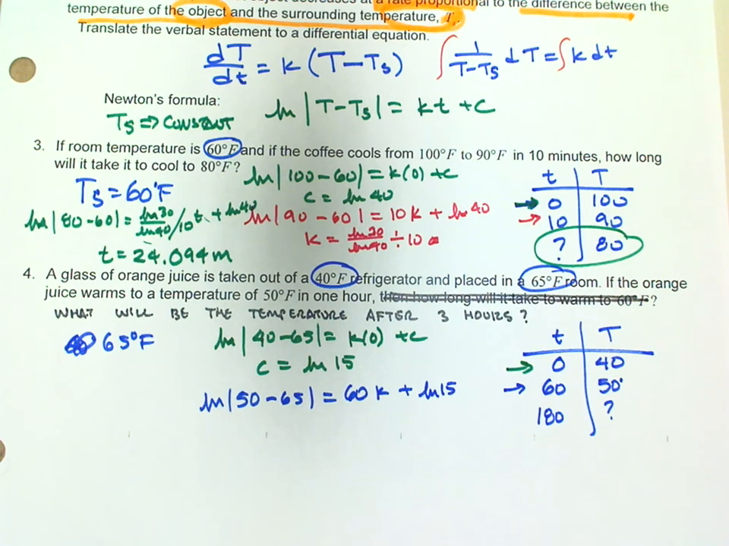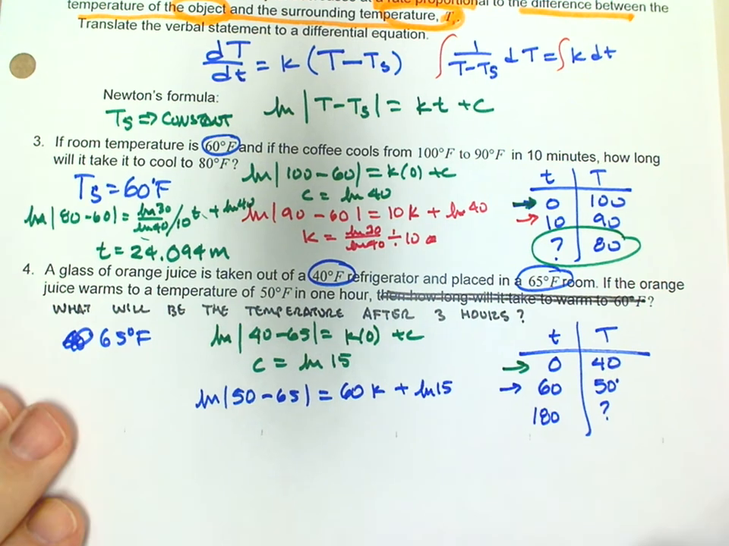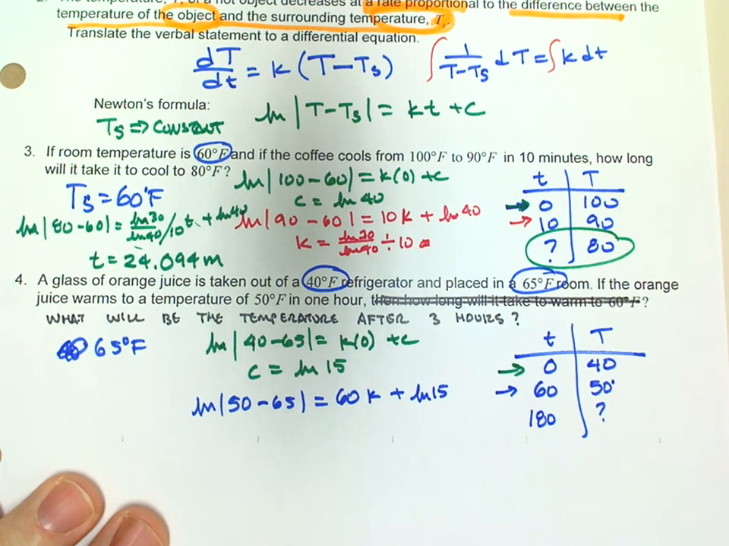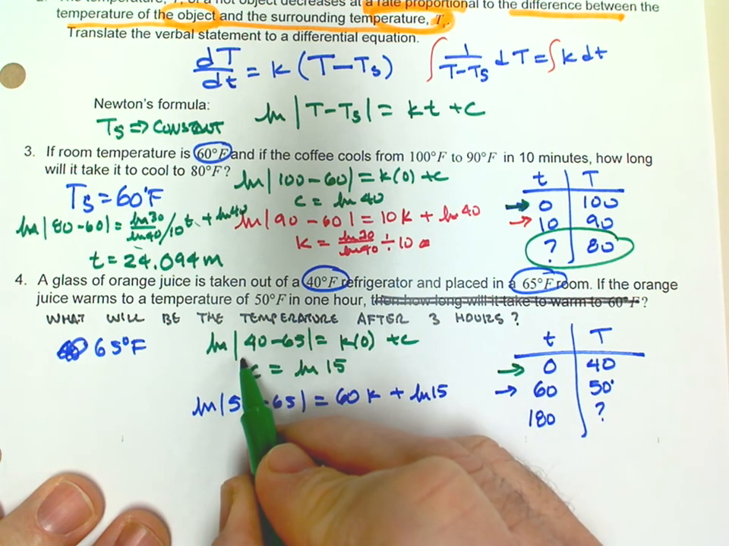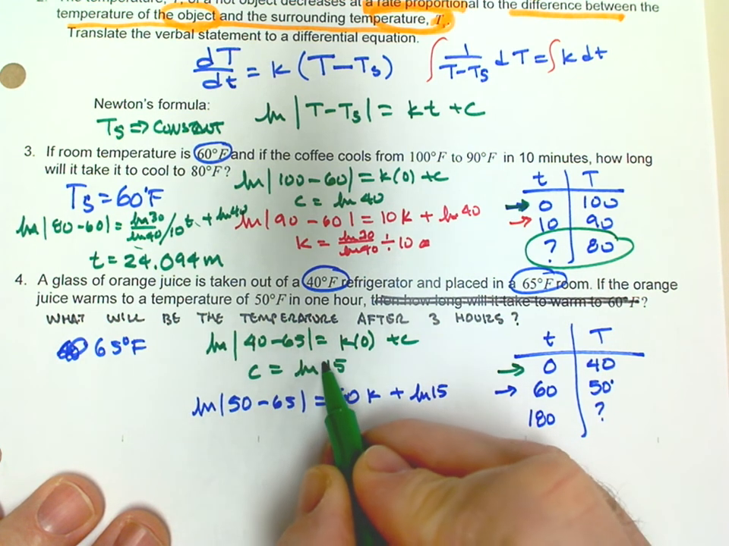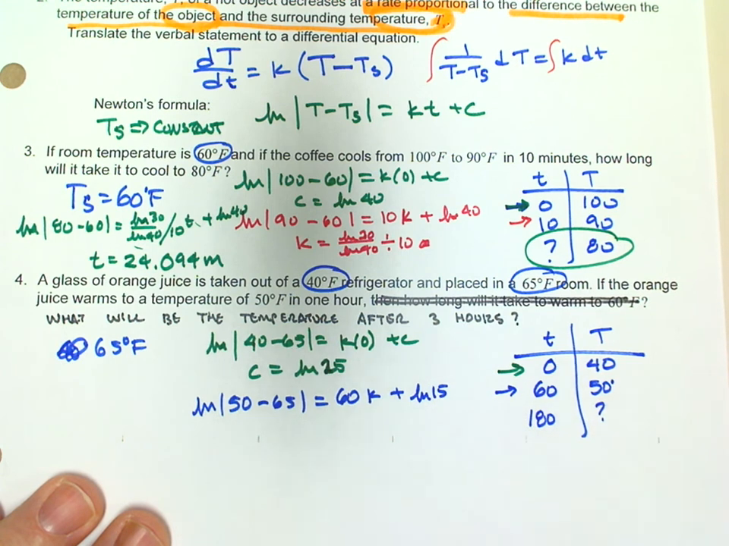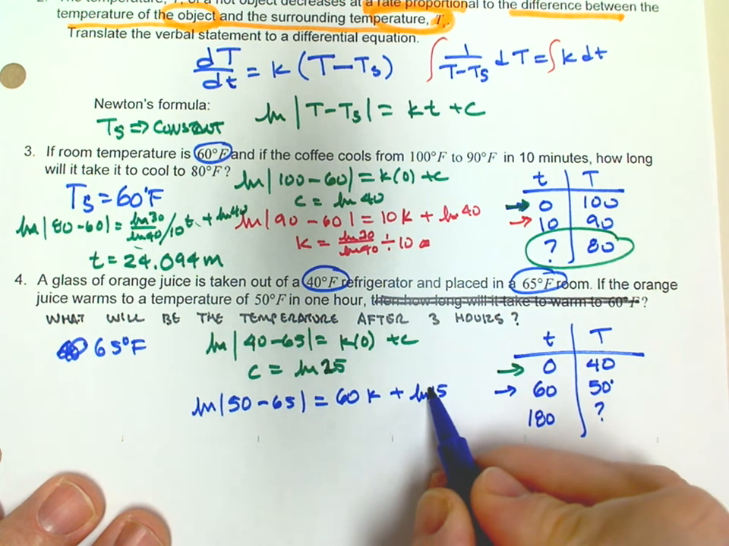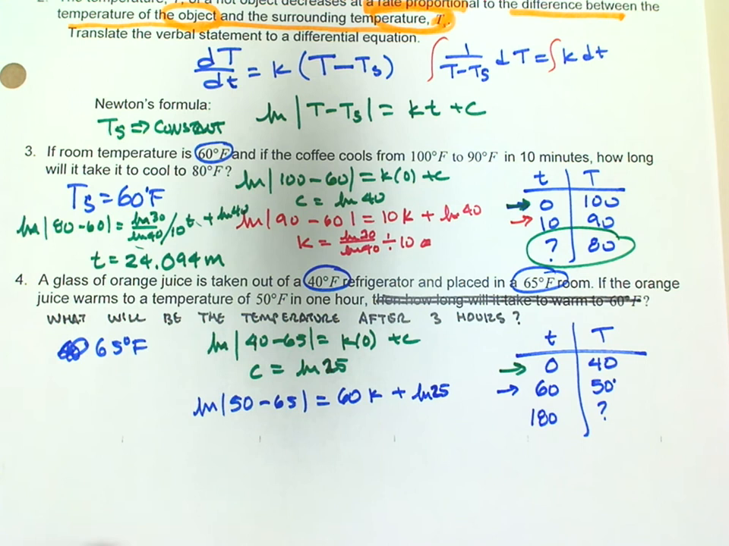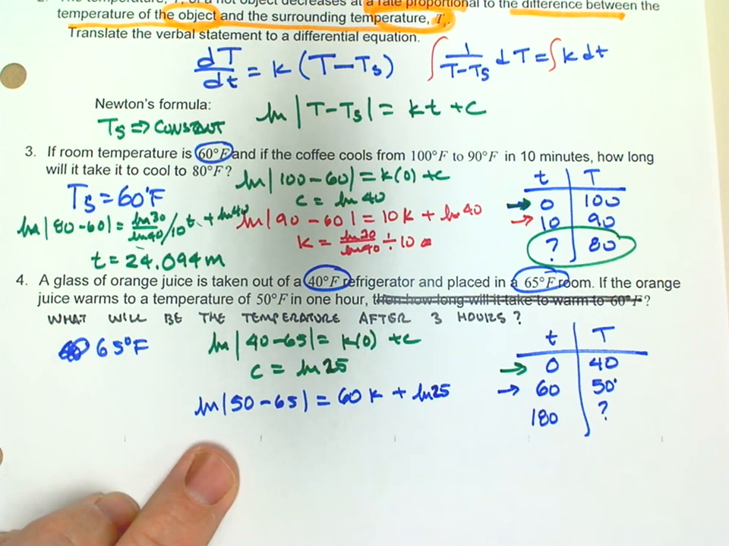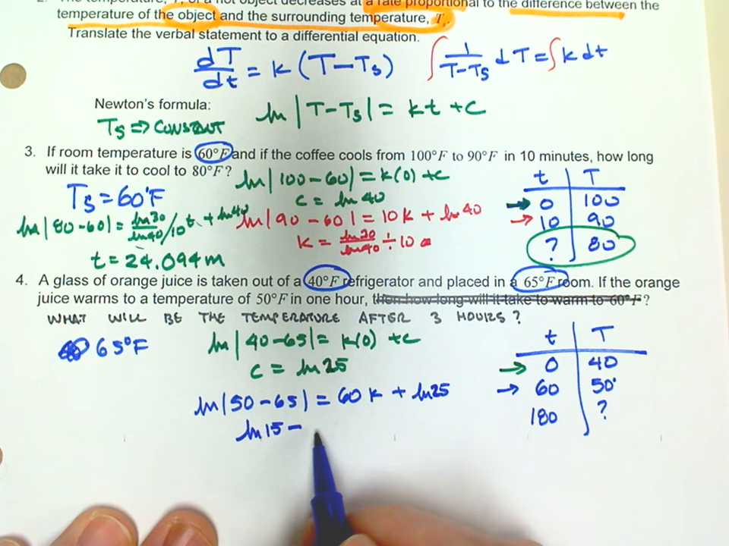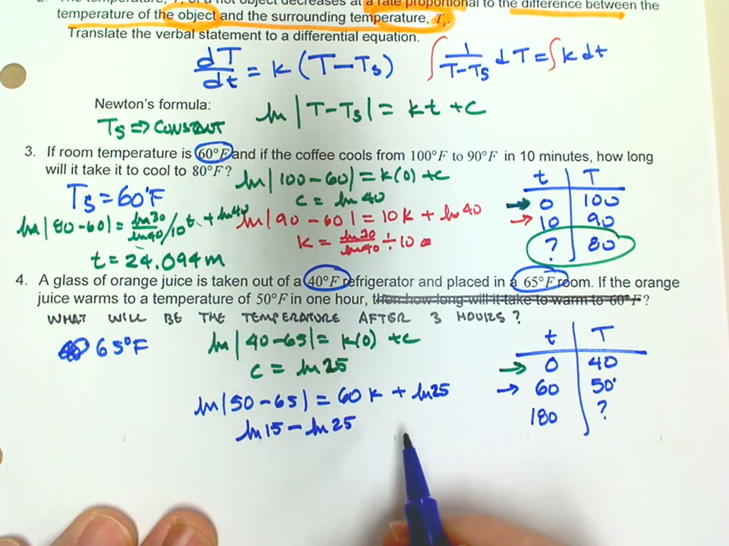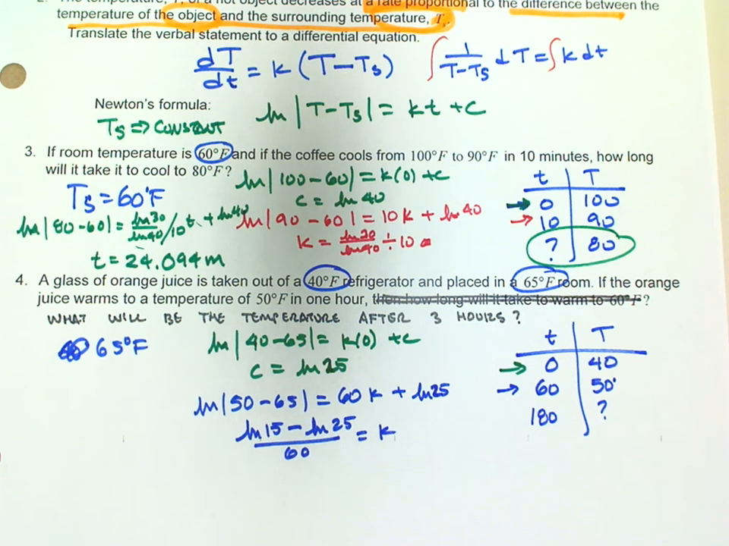So you'll see with this one, I'm just looking here and my math looks a little bit off. I'm sure you guys caught that. 40 minus 65 is actually negative 25, so this should be a 25 rather than 15, because I should get 15 here. The natural log of 15 minus the natural log of 25, all divided by 60, is what k will equal.